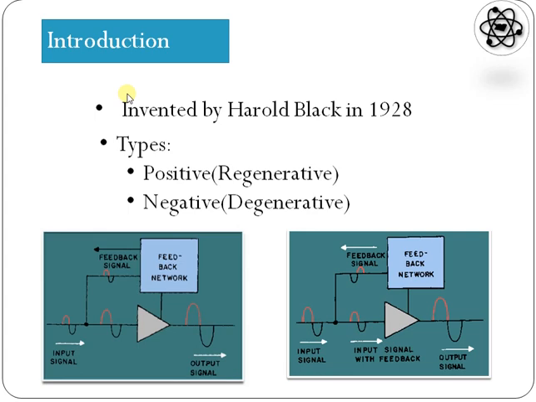Basically, there are two types of feedback: the positive feedback, which is also called regenerative feedback, and the negative feedback, also called degenerative feedback. The difference between the two types of feedback depends upon whether the feedback signal is in phase or out of phase with the input signal.